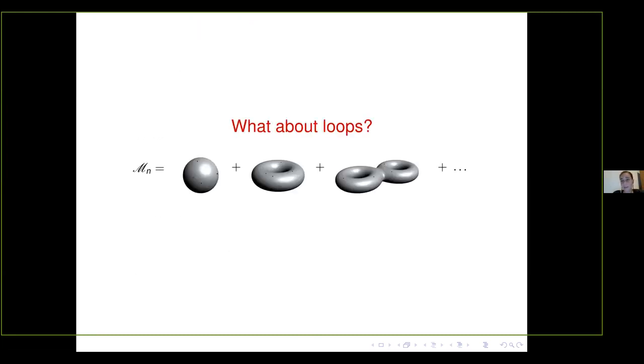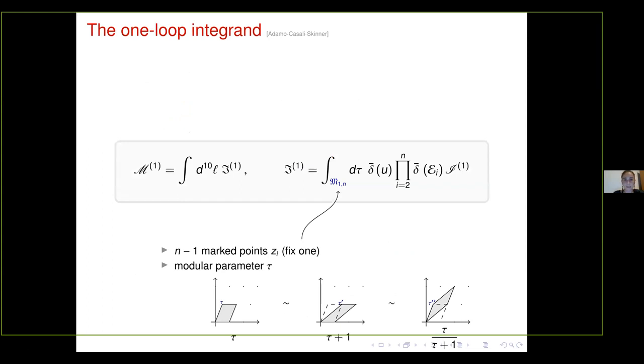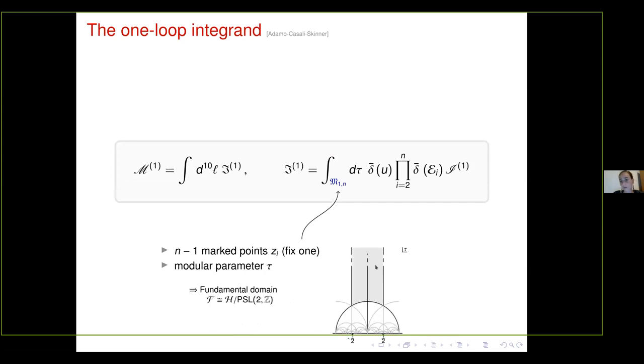Now, with this, we can actually move on to loop level. And the good news is that David and Tim and Eduardo did the hard work for us. And once you calculate the correlators, what you find is the following. The amplitude can always be written as the integral over, we'll come back to this d^10 L in a second, the moduli space M_{1,n} of the torus with n marked points, which just consists of n minus 1 points. The translation invariance of the torus allows you to fix 1 marked point, and the modular parameter tau is invariant under tau going to tau plus 1 and tau over tau plus 1 in the modular group. So really we're integrating that modular parameter over the fundamental domain.